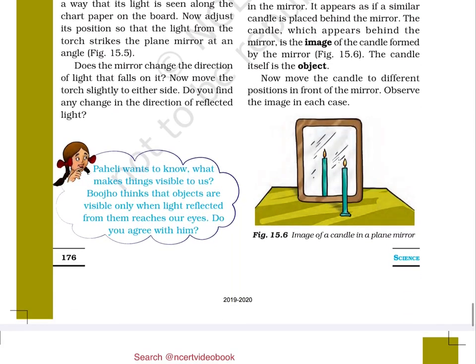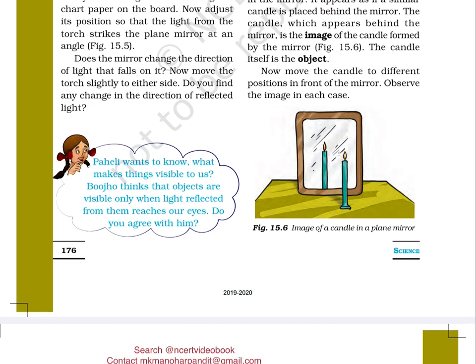Does the mirror change the direction of the light that falls on it? Now move the torch slightly to either side. Do you find any change in the direction of reflected light? Observe the mirror along the direction of the reflected light. Do you observe the slits in the mirror? This is the image of the slits. This activity tells us how light gets reflected from a plane mirror.